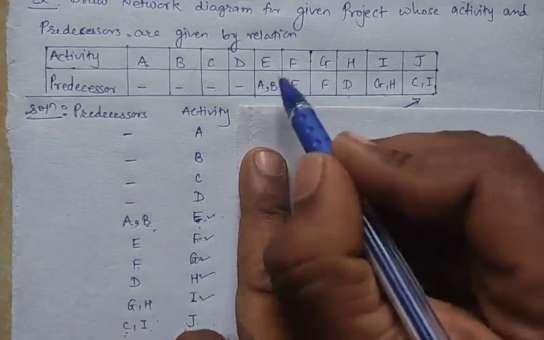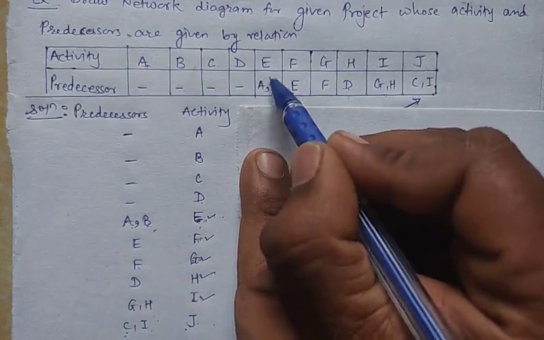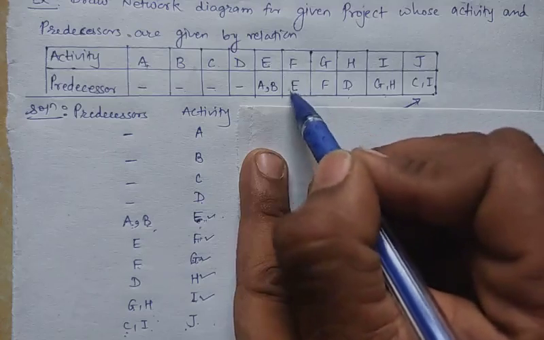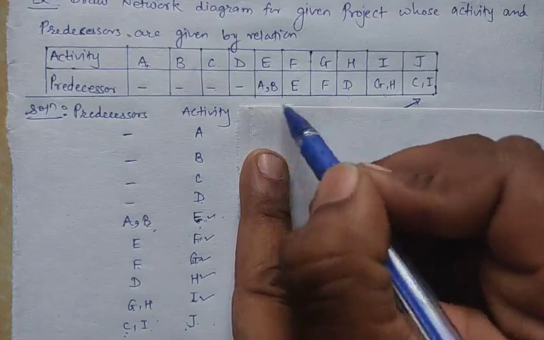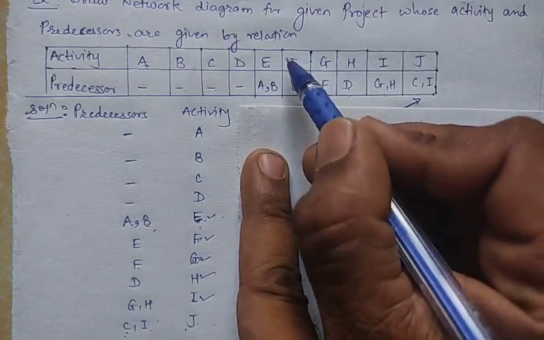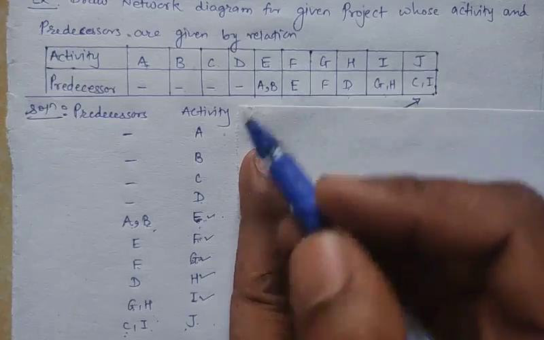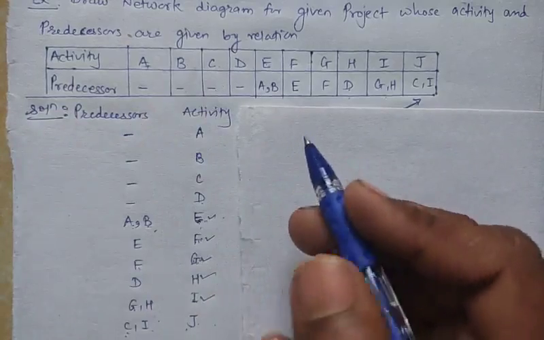So what does predecessor mean? After completing activities A and B, it starts activity E. After completing activity E, it starts activity F, like this. So predecessor activity means which completes first, and then the one that starts second is called the successor activity. So these are the predecessor activities and these are the successor activities.